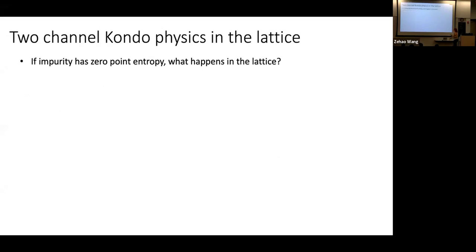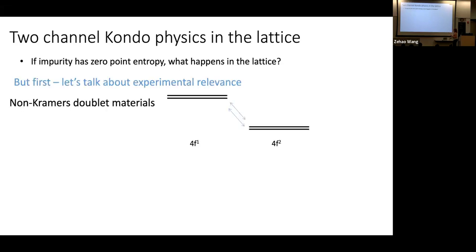So this is the big question that motivates this, right? Your impurity is allowed to have a zero-point entropy, but once you put it in a lattice, it's not allowed to have a zero-point entropy anymore. Something has to happen. So it can do many possible things. It can order, it can form a heavy Fermi liquid, but it has to do so in a way that's actually breaking your channel symmetry, which is what we'll be talking about. So that's the motivating question here.